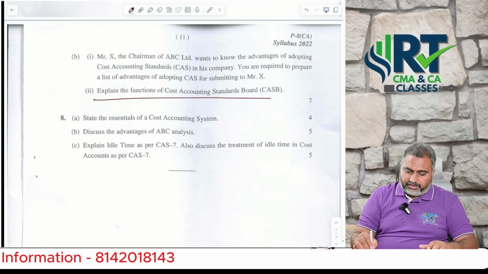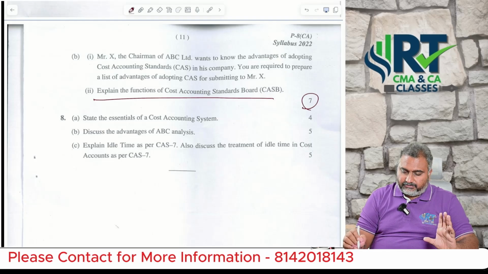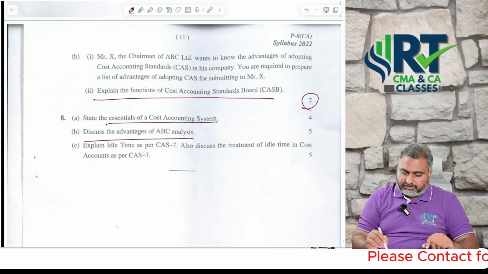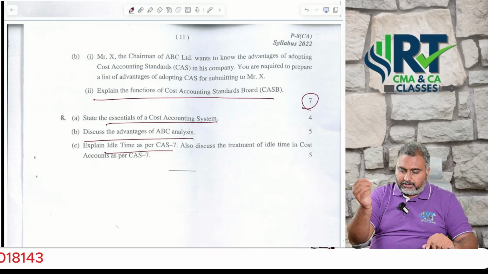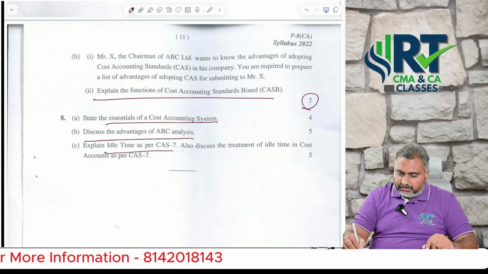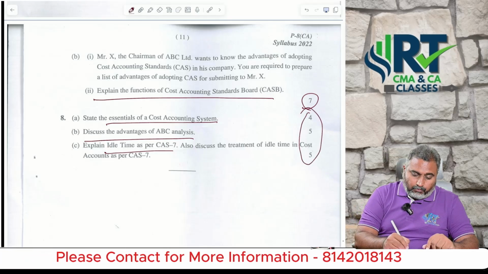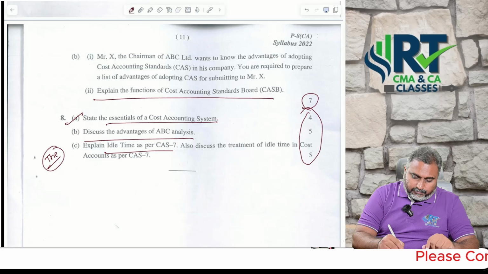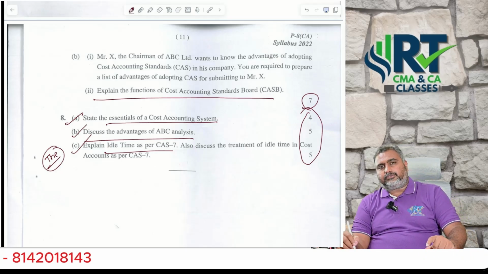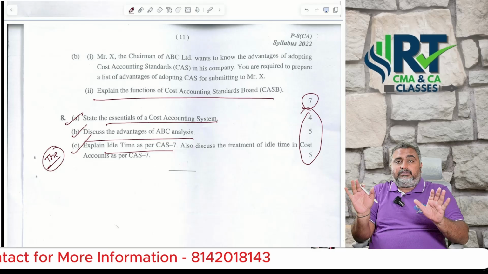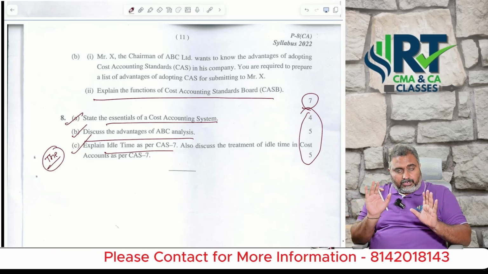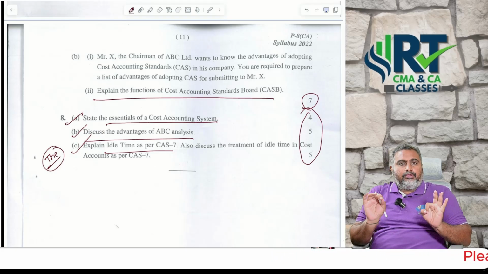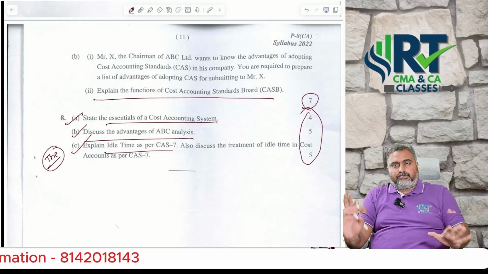See sir, from the cost accounting point of view, they are expecting 17 marks. What are the essentials of a cost accounting system? Advantages of ABC analysis, idle time. Previously overtime, this time idle time. These are the theory questions I am indicating, and exactly from there you are getting those questions. That's the reason: just follow the strategy I provided to you. Stick with that strategy and surely you are going to get exemption.